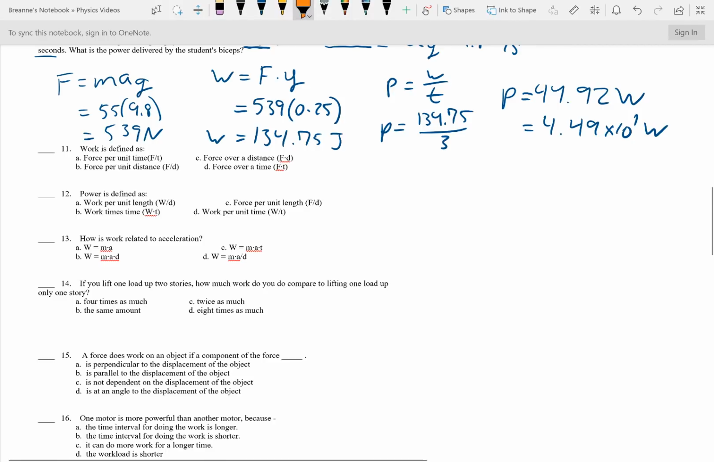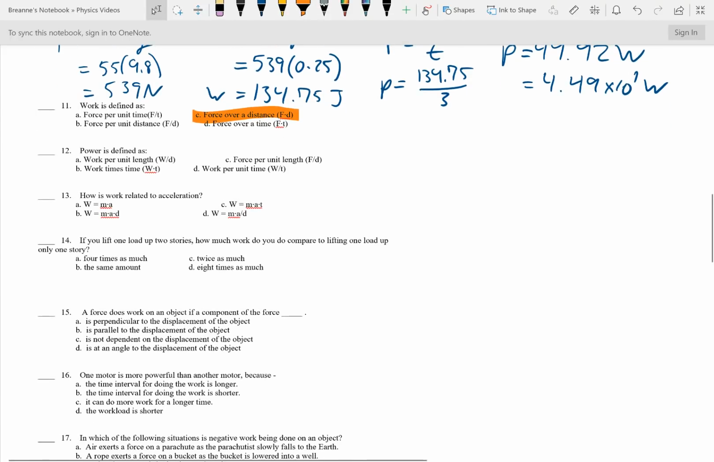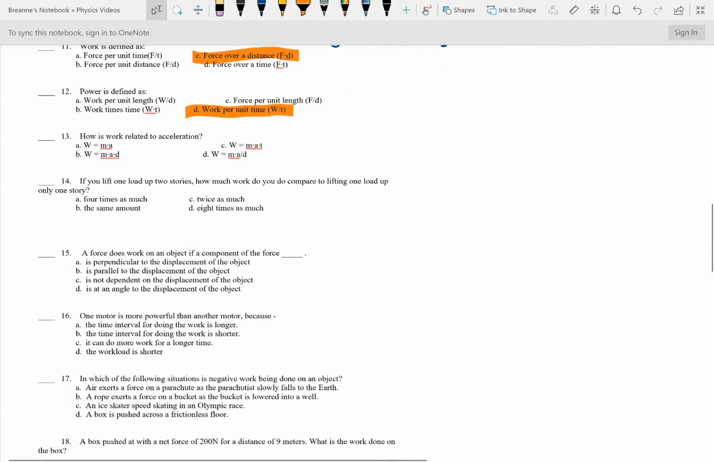A couple more multiple choice. Work is defined as, it's basically the definition of work. So it's your force times your distance, C. Power is defined as, again, that's just your power equation. So it's your work divided by time. Work is related to acceleration. And again, this is showing you that your force equals your mass times acceleration. So you can just plug that into your work equation, actually, because work makes you mad. Huh? Get it? Work makes you mad. Mass times acceleration times distance. Huh? Yeah, I know you're laughing.